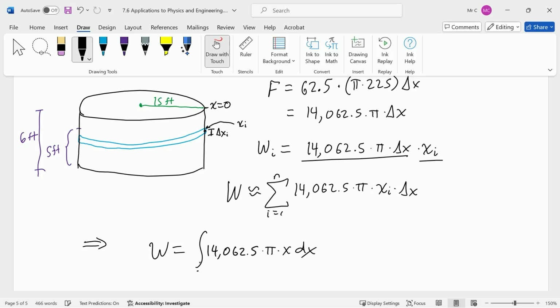But we do have to figure out the correct bounds here. So notice, since I set the top of the pool to be x equals 0, that means that the height of the water is x equals 1, and the bottom portion would be x equals 6. So we need to integrate this thing from 1 to 6. This gives me 14,062.5 times pi times x squared over 2, evaluated from 1 to 6.